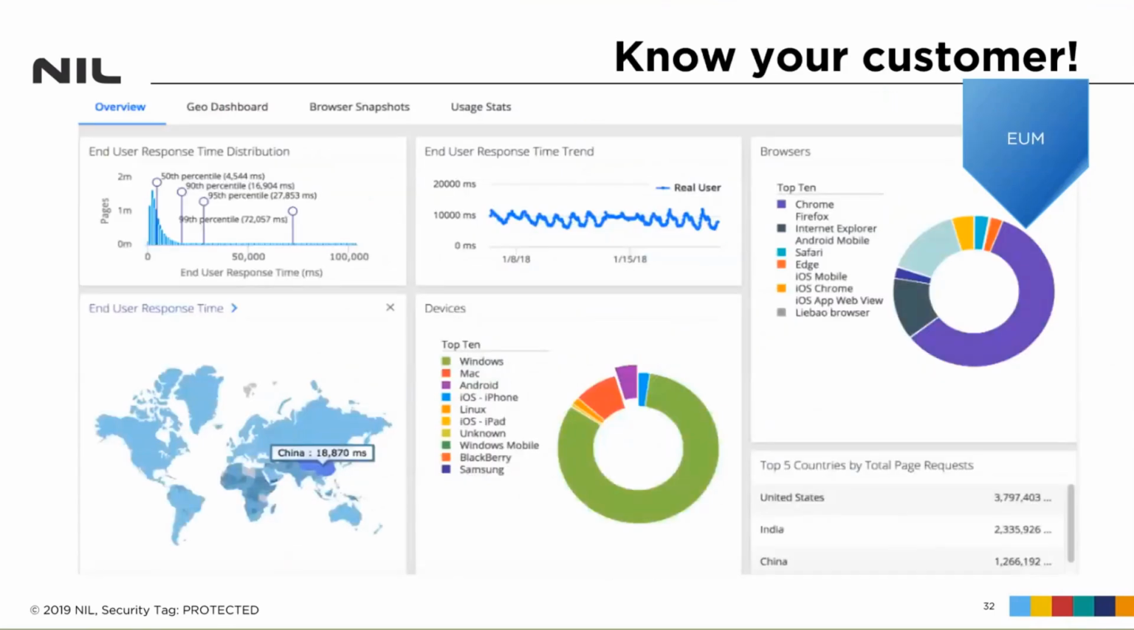A customer journey starts from the user interface. That is why it is important to know your customer: where they are, what kind of devices, or which browser they use. But most important, to see how the system responds to the customer's requests and actions.